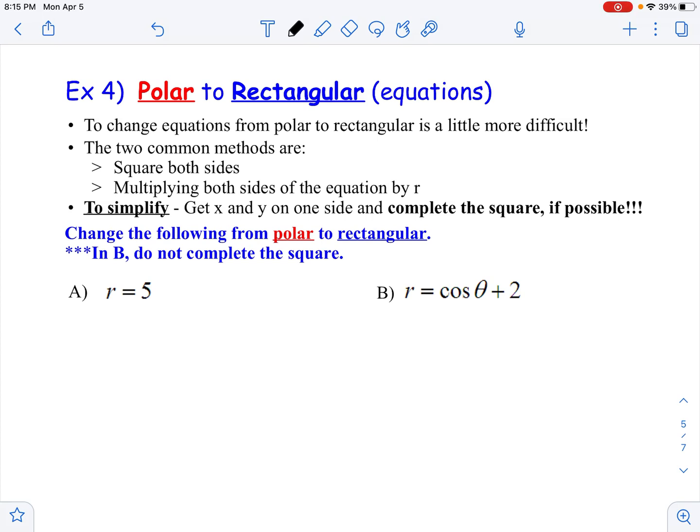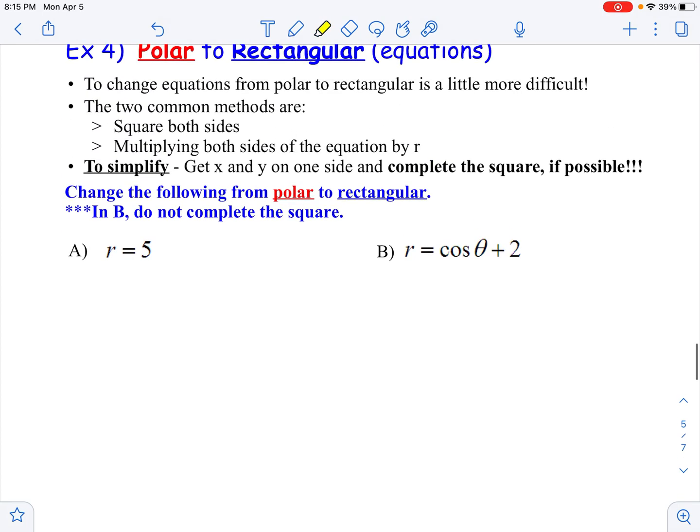Okay, so we're going to use those same 4 equations that we just talked about. But to change polar equations to rectangular is a little bit trickier. All right, so common methods used are either to square both sides or multiply both sides by r. Just like with r's and thetas, we do want to get the x and the y on one side of the equation. And if we can, we want to complete the square. So we'll see what that looks like in a second.